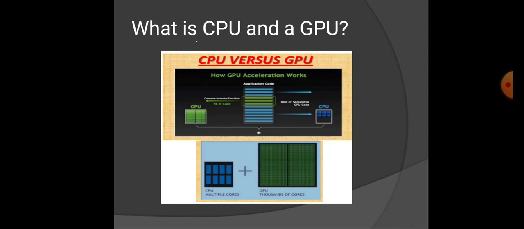GPUs are highly multi-threaded. GPUs use thread switching to hide memory latency. They do not rely on multi-level caches. CPU supports sequential coding while GPU supports parallel coding. GPUs rely on extensive parallelism to obtain high performance.